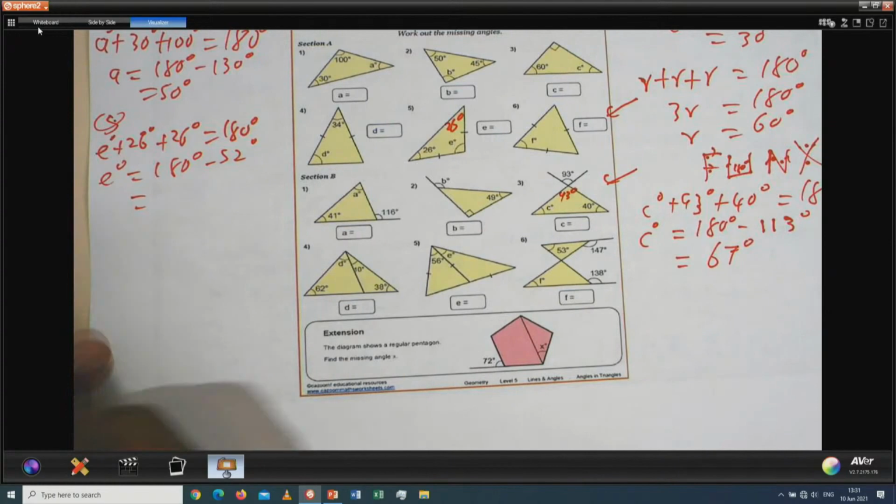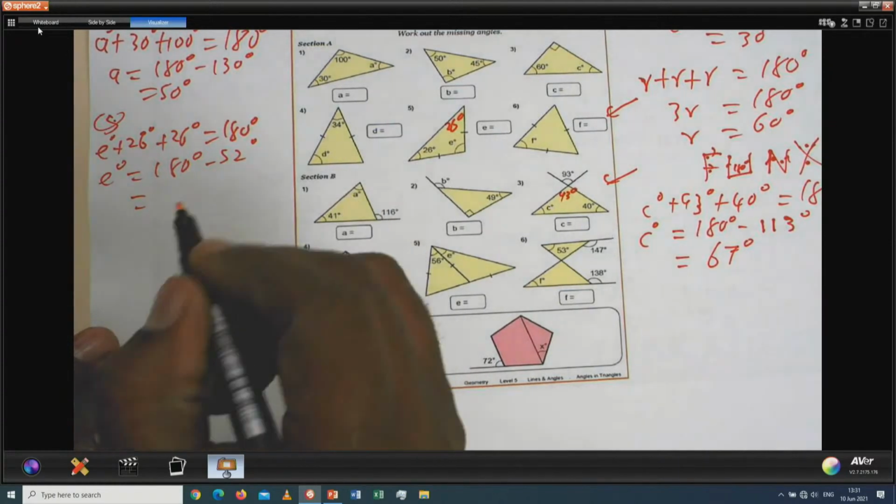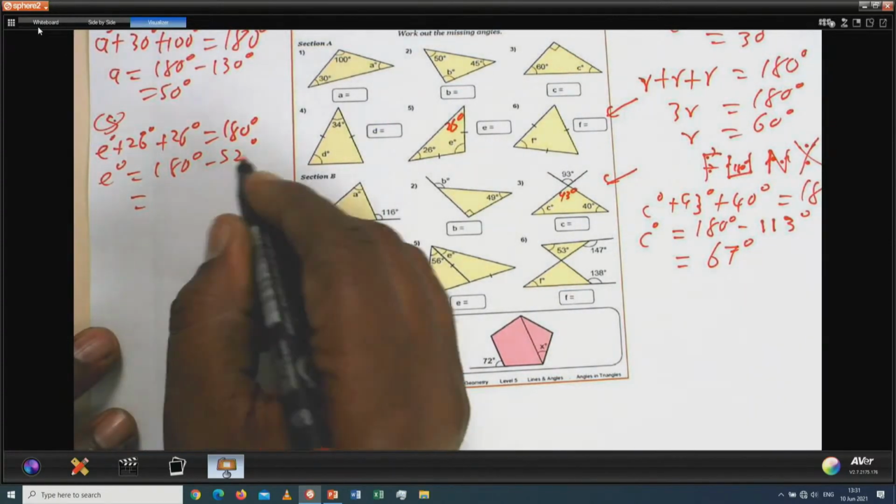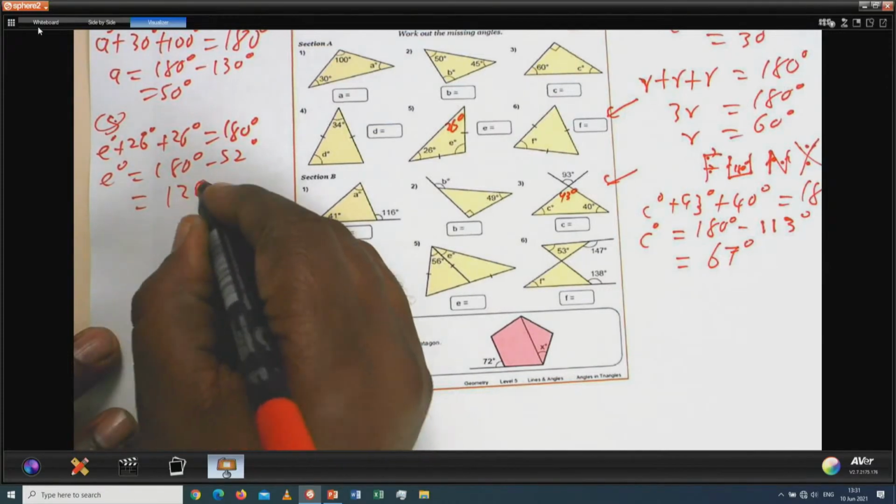Unlike, I'm not knowing, a name, which is 128 degrees.